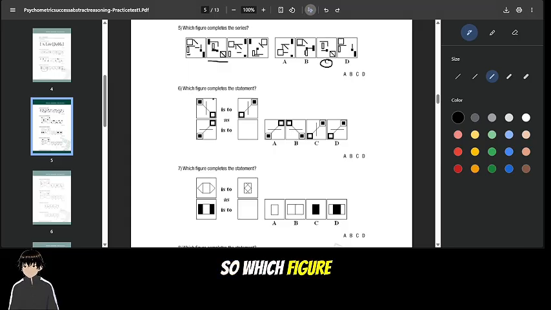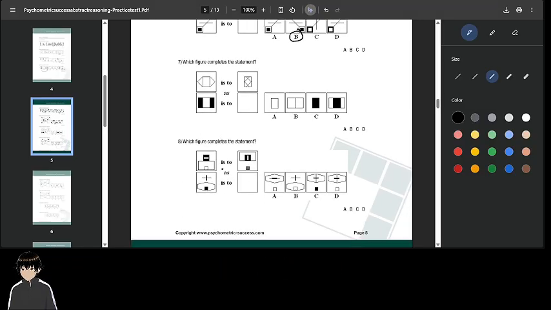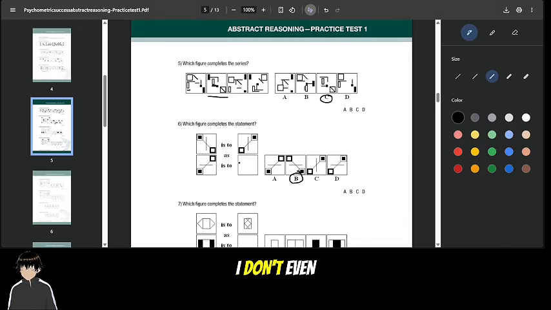So which figure completes the statement? So this is like a ratio or a comparison. The most logical one would be B. I don't even need to explain that much because the pattern is very obvious already.